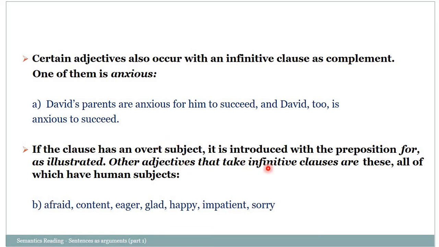Other adjectives that take an infinitive clause are these, which you can see in part B, all of which have human subjects. Like: I am afraid to pass the exam. She was content to see her friend. I was eager to start eating. She was glad to meet her boss. We were happy to be on time. I was impatient to start running, and he was sorry to be late. You can see that all these adjectives are followed by a to infinitive.